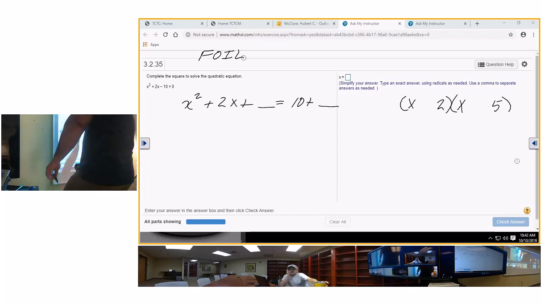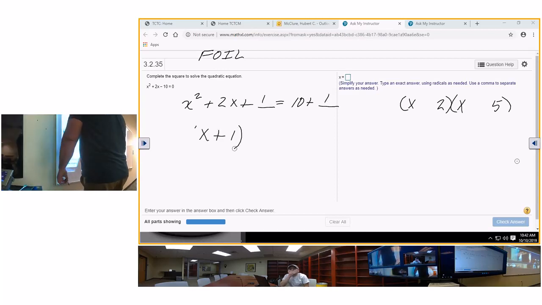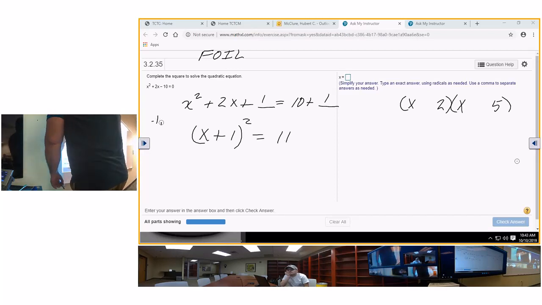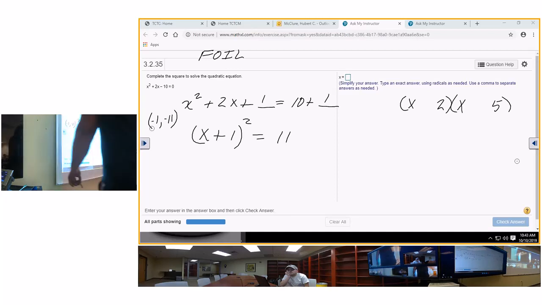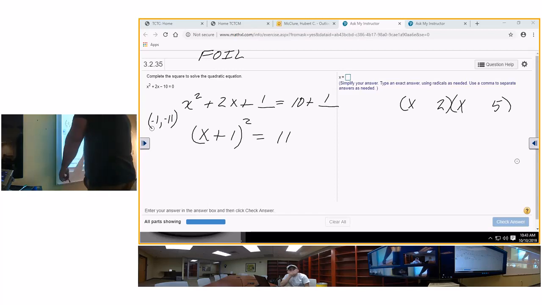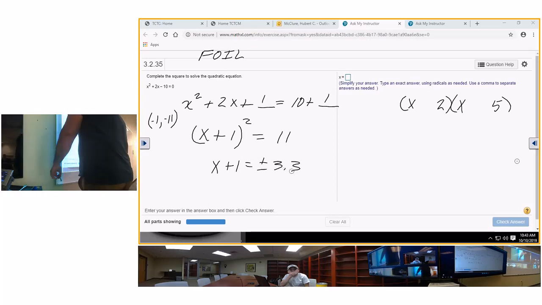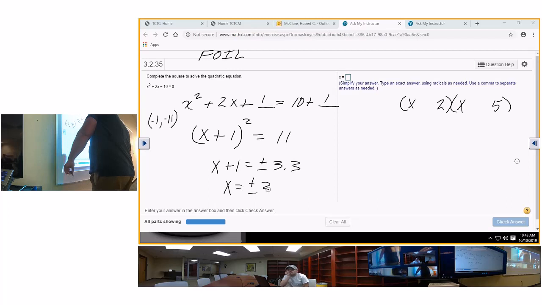Oh yeah. 2 divided by 2 is what? 1 squared? So (x plus 1) quantity squared is equal to 11. That's your vertex, -1, comma, -11. And then what's the square root of 11? Somebody, what's the square root of 11? 3.3. And x is equal to positive or negative 3.3 minus 1.